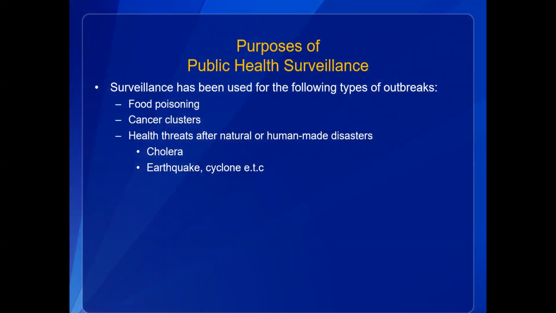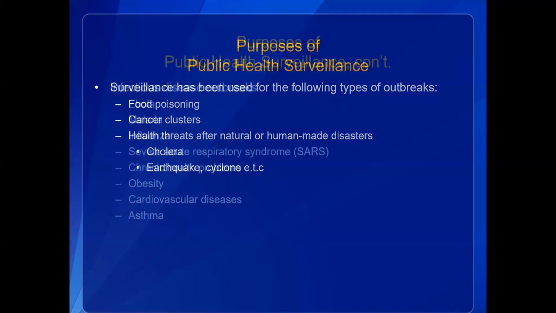In terms of the purposes, as I said, a surveillance system can be used for following types of outbreaks, food poisoning, and you can pick those up if you've got a very good surveillance system. Your cancer clusters, your health threats after a natural or man-made disaster. Usually after these disasters, earthquakes or cyclones, there are issues to do with sanitation and the way people are living. This increases the risk of people developing communicable diseases like cholera, among other issues.